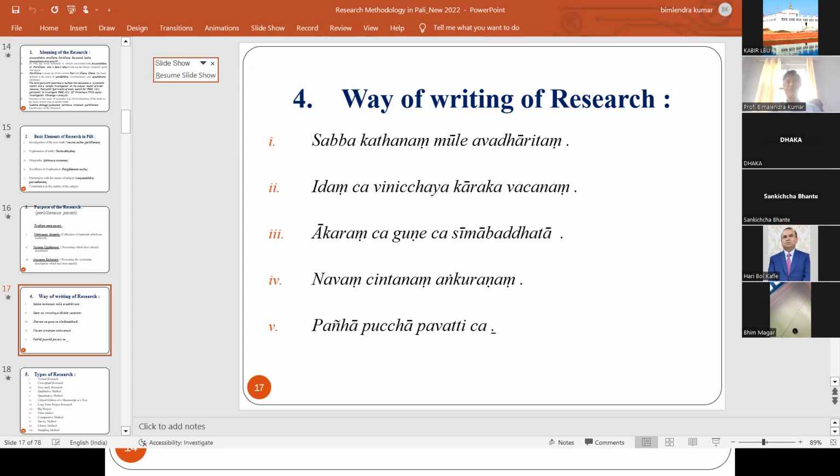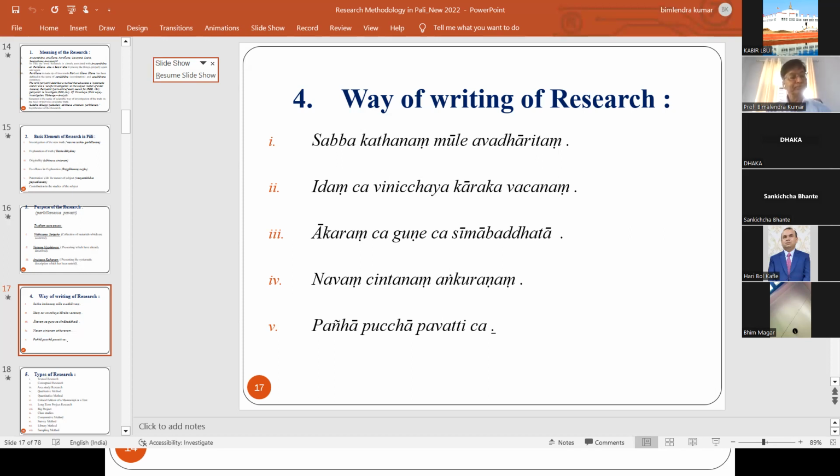So a scope of further research problems, there must be a scope for writing of our research also. So whenever a question comes related with the writing of our research, you must give some scope for the future research scholars also. So this is the fifth way of writing of research also.